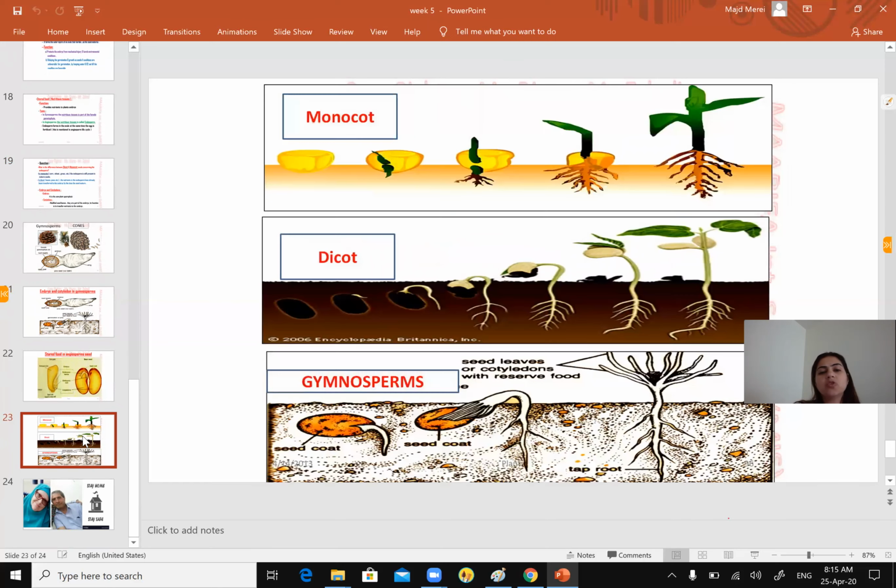This diagram here is comparing, for example, monocot, dicot, and gymnosperms. Notice for monocot, the first leaf which will appear is one cotyledon, there will be only one. In dicot, there will be two, yes? And this diagram again shows planting or germination of gymnosperms.